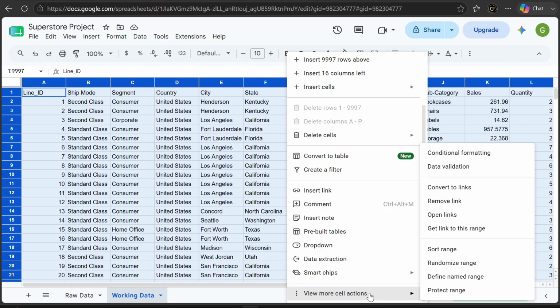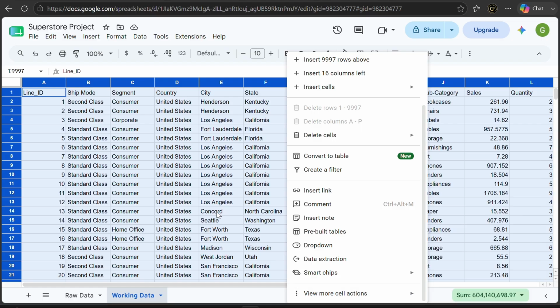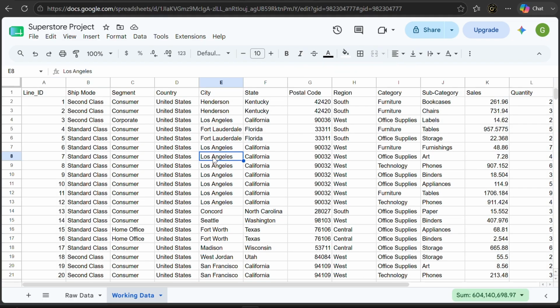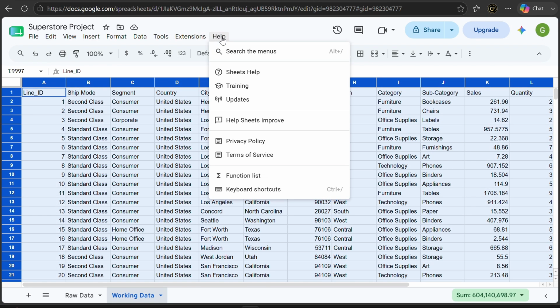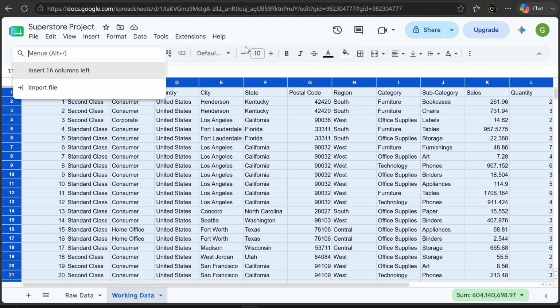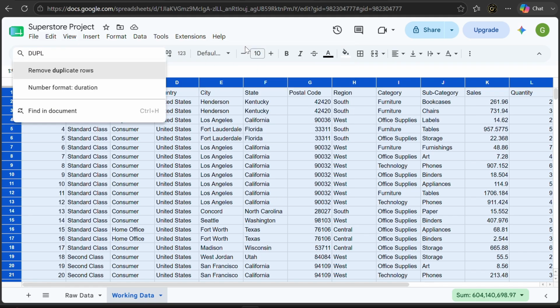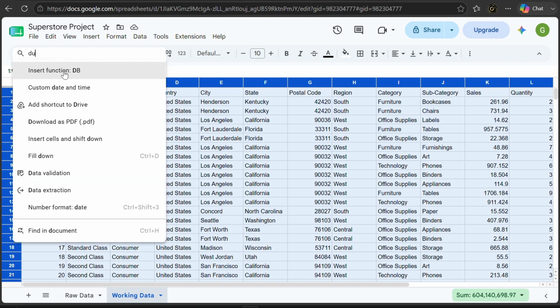So what's going to happen is, anytime I really can't remember exactly where to go, and I'm trying to work, maybe I'm finding it this way: I just click the whole of this and then I go to Help, right? Then I just search the menus and it says remove duplicates rows.